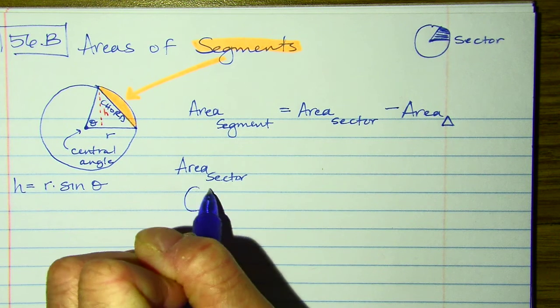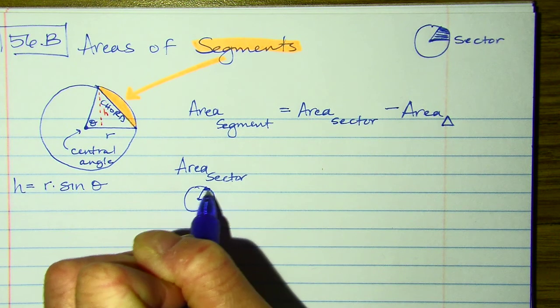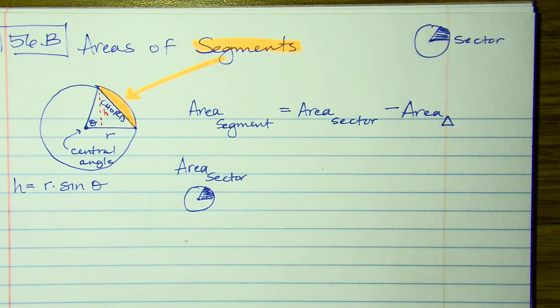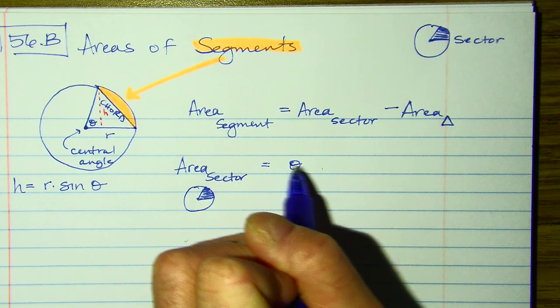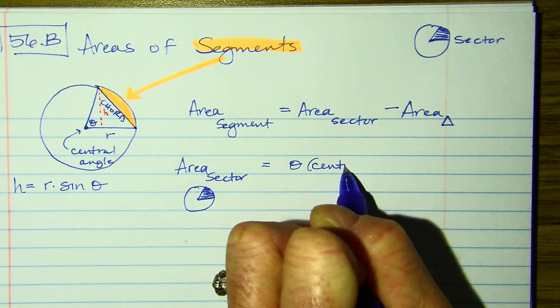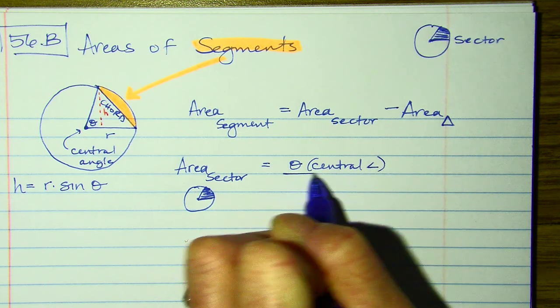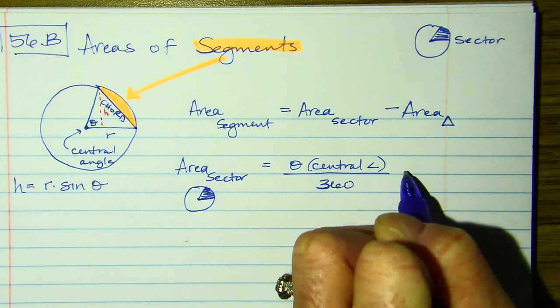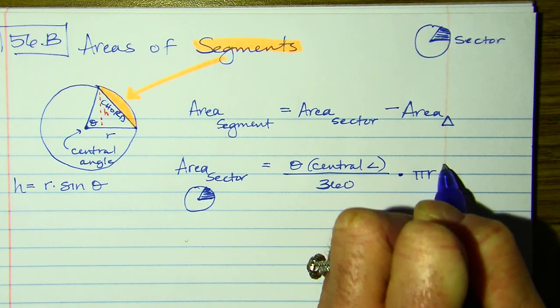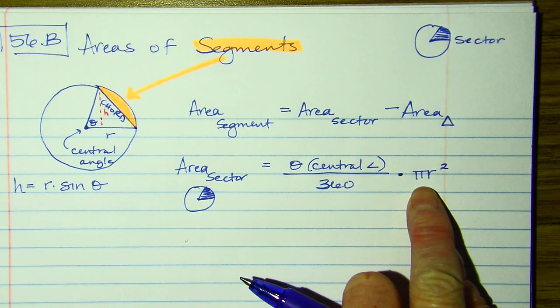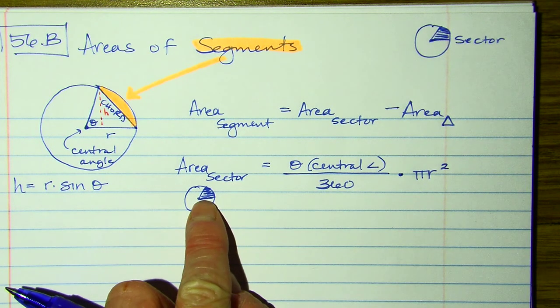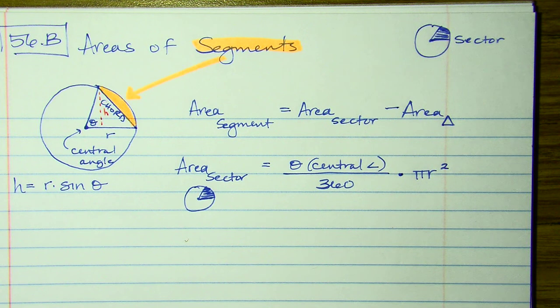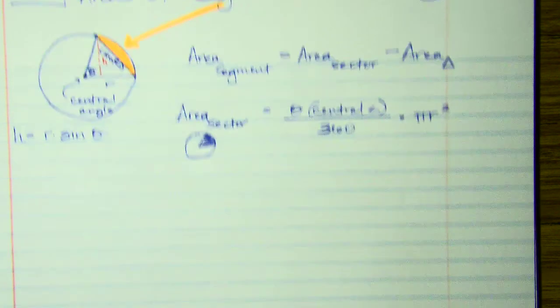Remember, a sector is a slice of pie. So in order to find the area of that portion of a circle, it would be whatever our theta, or our central angle, is, divided by 360 times pi r squared, right? Because this is the area of a circle, and then this will be the angle of that area that has been shaded. So we're going to practice a couple.